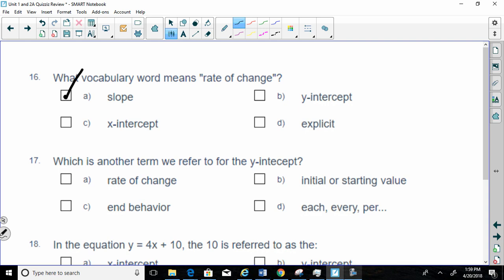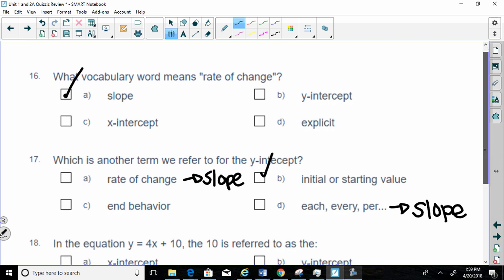What about y-intercept? Initial starting value. Perfect. What's each, every, per? What would that be considered? Slope, right? Rate of change, slope, and behavior we'll be going over in unit 3.